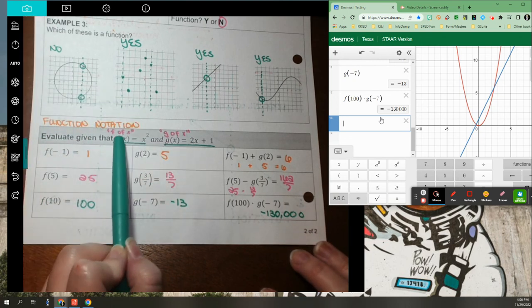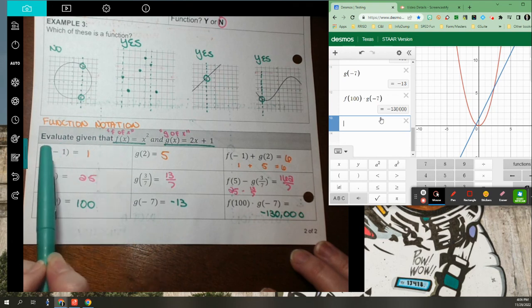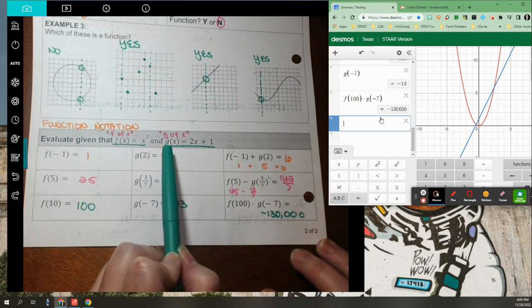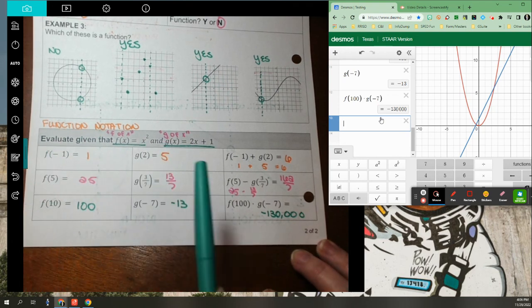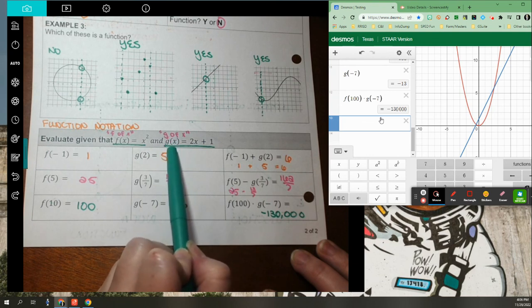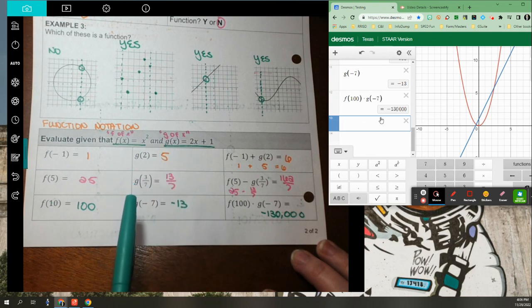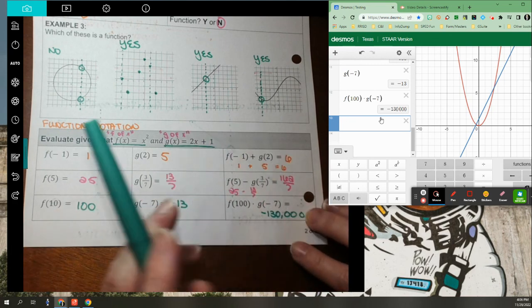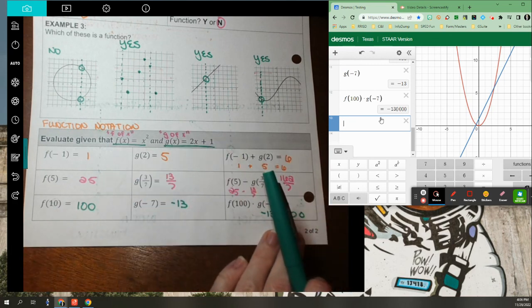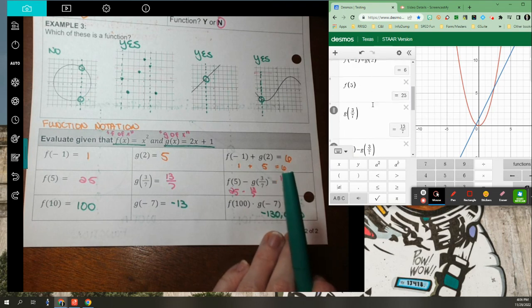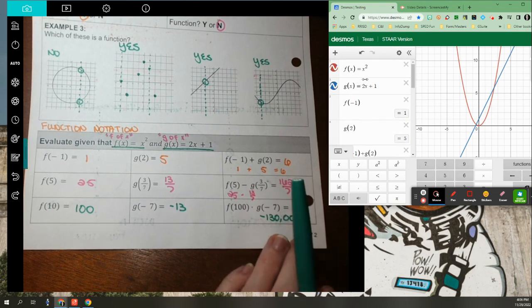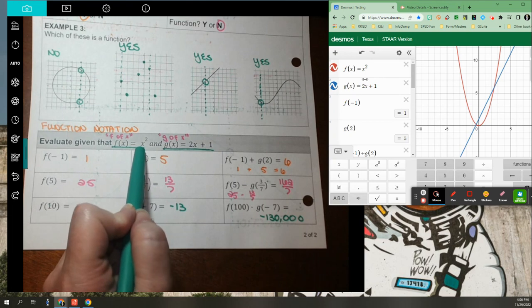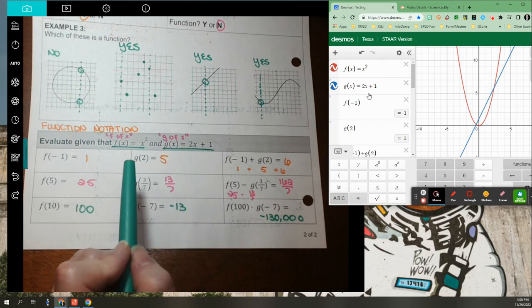So as a quick reminder, this is kind of the tricky part. We see f of x when it looks like that, f of negative 1, f of 5, f of 10. G of x when it looks like that, g of 2, g of 3/7, g of negative 7. And then we can even add those too, and it's not super tricky at all. The only thing we have to make sure we do is we have to start off by teaching Desmos what f of x is and what g of x is.